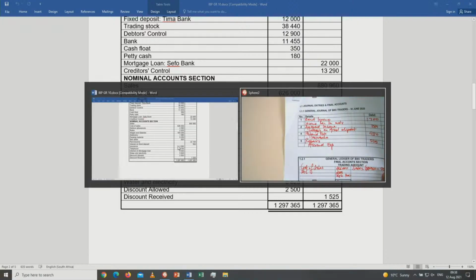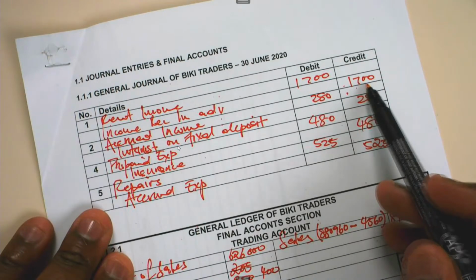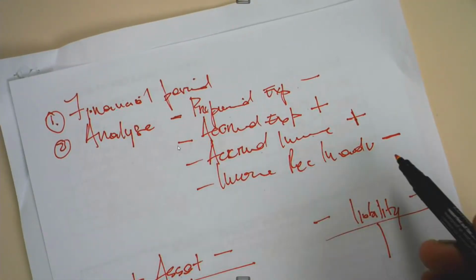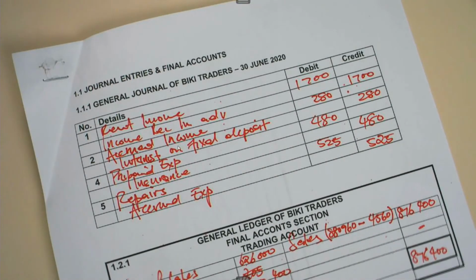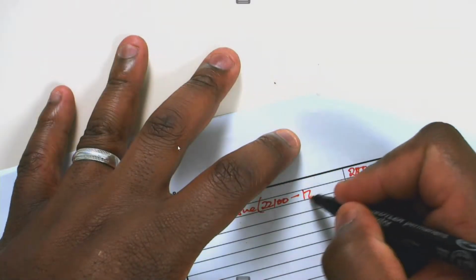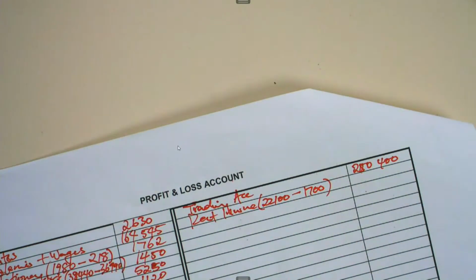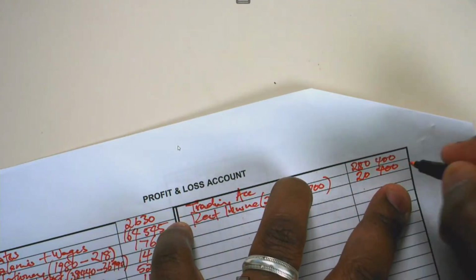Remember, from our adjustments, we had income received in advance of 1,700 rand. And then I said to you that income received in advance we're supposed to subtract, right? Now we go back to our rent income. We subtract 1,700. 22,100 minus 1,700, you get 20,400 rand. Right.